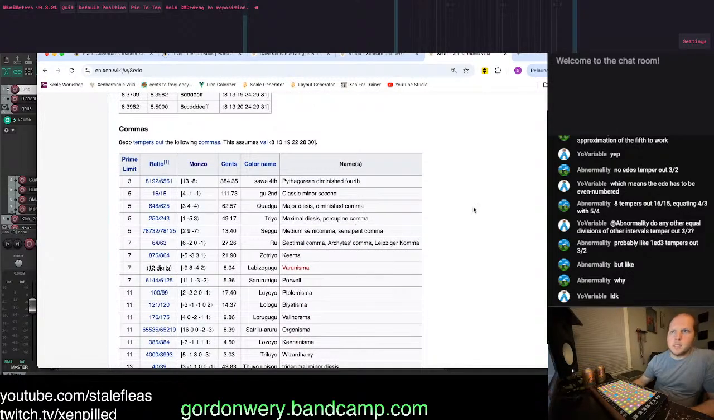The 8 tempers out 16/15. That says right there.